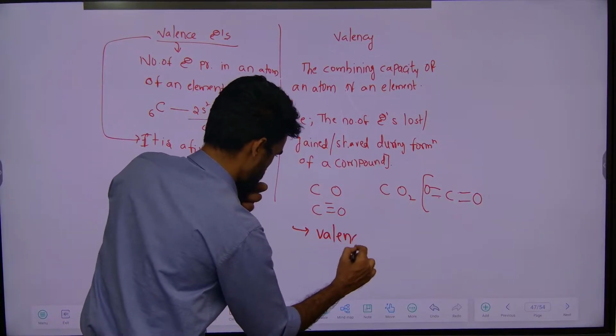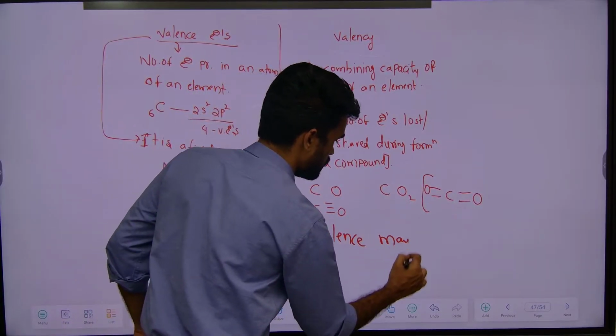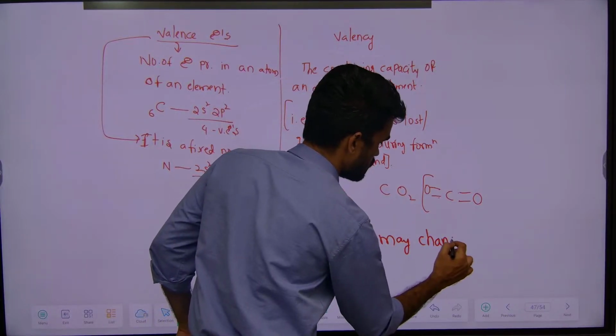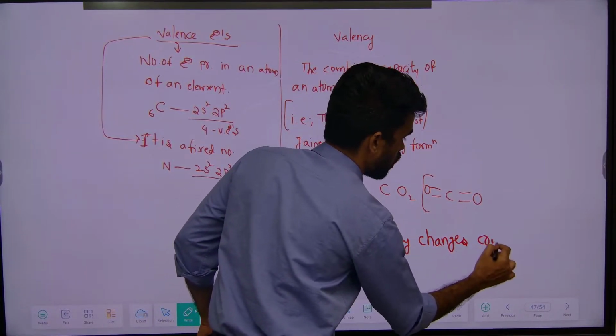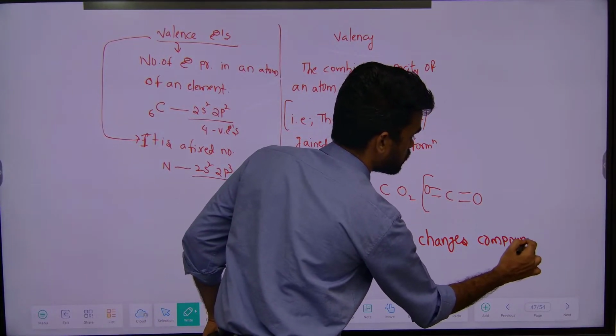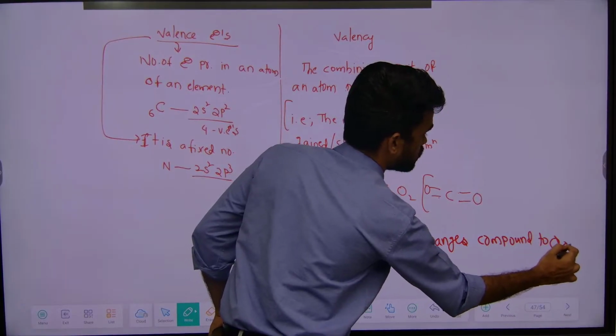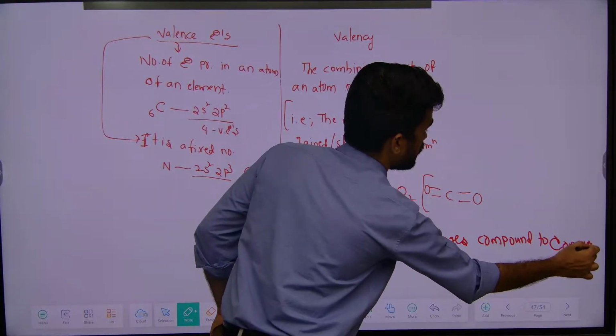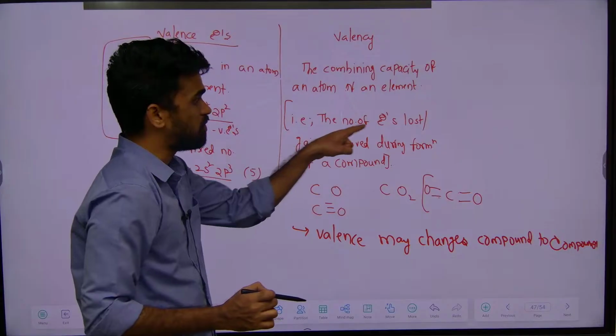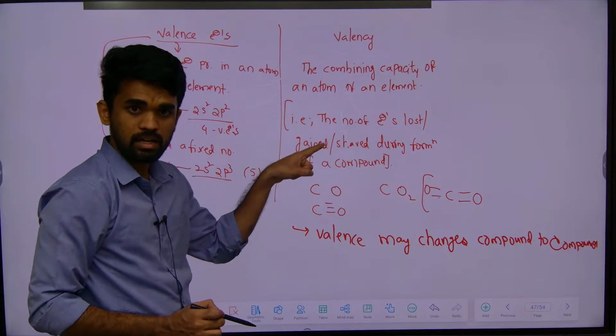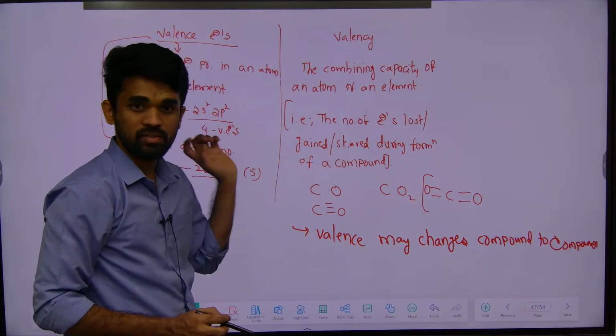Valence may change from compound to compound. It depends purely on what? The number of electrons lost, gained, or shared during formation of a compound.